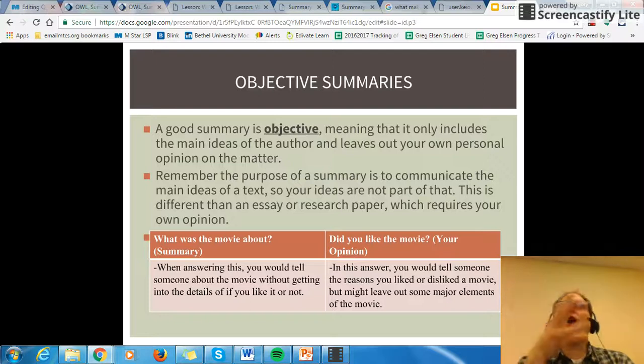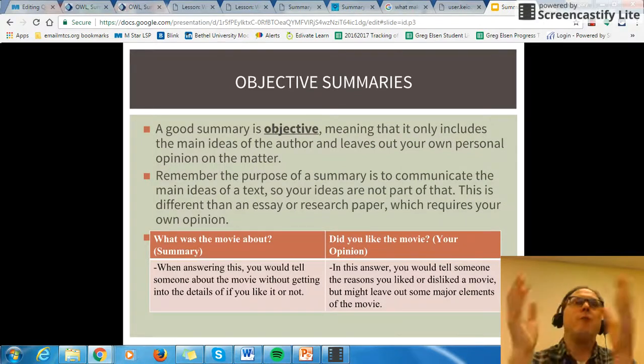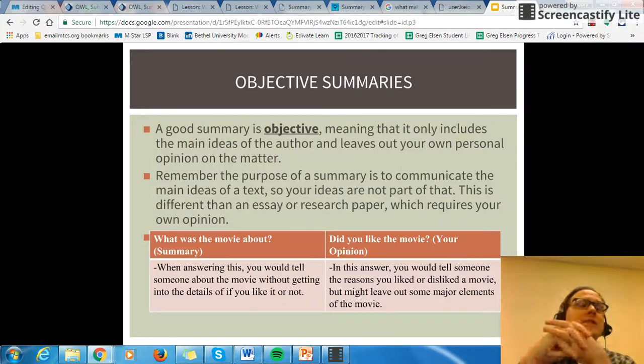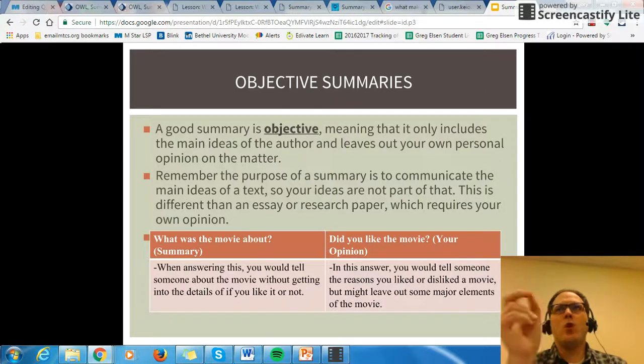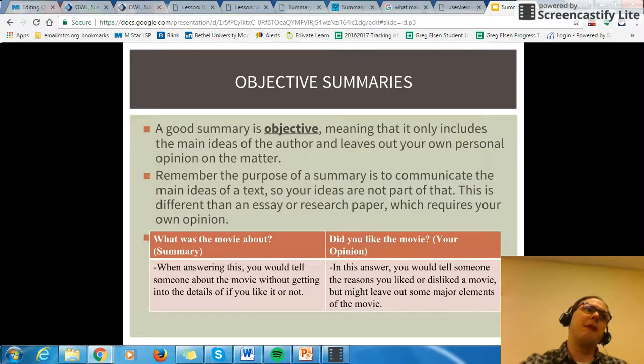An essay or a research paper in school is going to ask for your opinion, right? But a summary is asking what the ideas of the text you read are. Think of it again like these two different questions. What was a movie about? Again, that is a summary of a movie. Did you like a movie is asking for your opinion on the matter, right? And in that answer, you might tell somebody the reasons you liked or disliked a movie, but you might leave out some of the major elements. Whereas if somebody asks you what a movie is about, you would talk about the movie as opposed to why you liked or didn't like it.